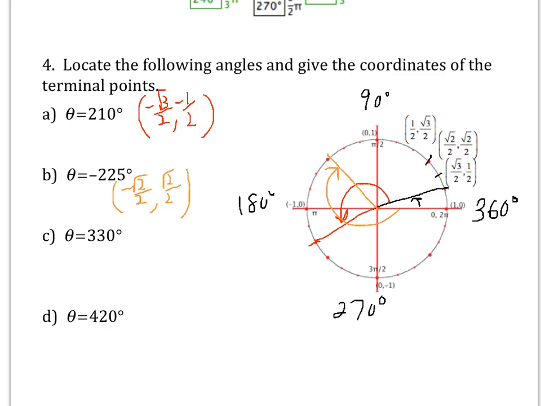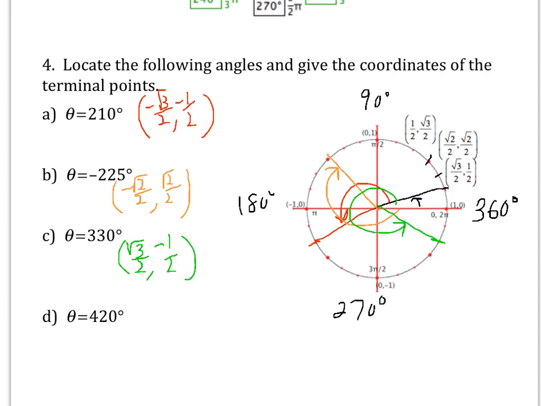Okay, let's see. This next one, 330. We're going clockwise. We're 30 degrees short of 360, so we're 2 notches short of 360. We're going all the way around to here. So we're in the fourth quadrant. X is positive, y is negative. Our reference angle is still going to be that 30-degree angle. Radical 3 over 2, negative 1/2, right?